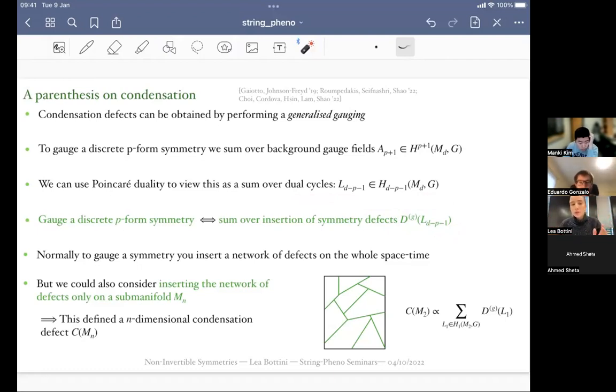But what you could consider is also putting a network of these topological defects only on a submanifold, Mn. And if you do this, this is going to define for you an n-dimensional defect, which is called a condensation defect. So these condensation defects are essentially obtained by gauging a symmetry, but not gauging it on the whole spacetime, gauging it on a sublocus of spacetime. Here, for example, I take a symmetry generated by these green lines, and I put the network only on a surface, not on the whole spacetime. And this defines for me a condensation surface.